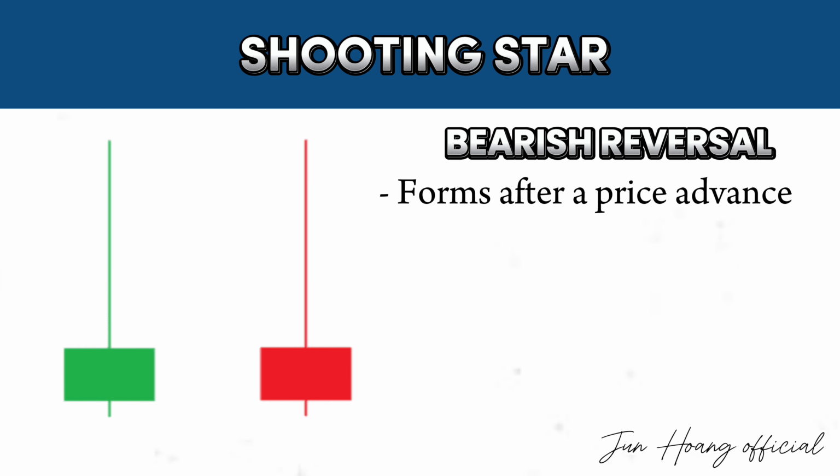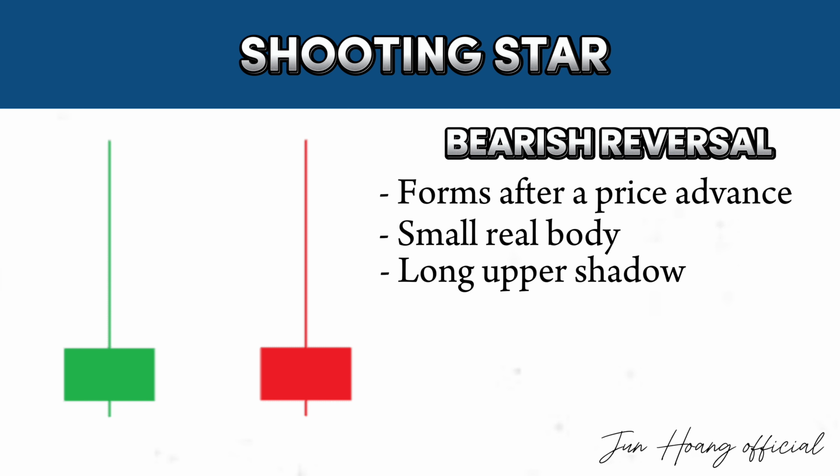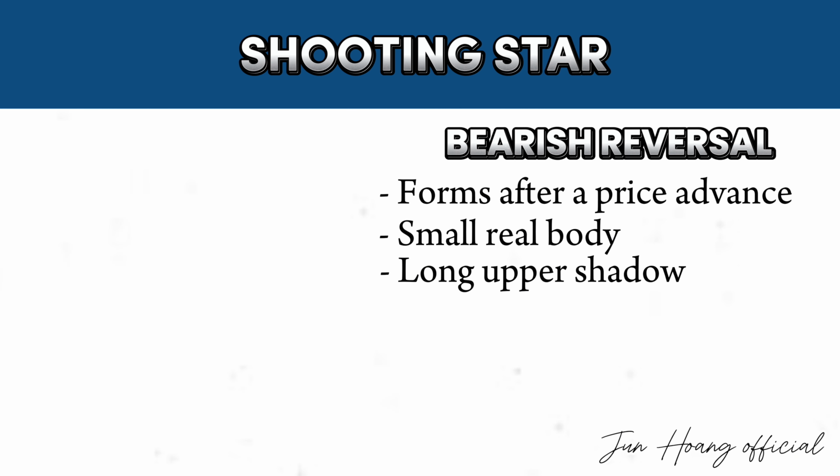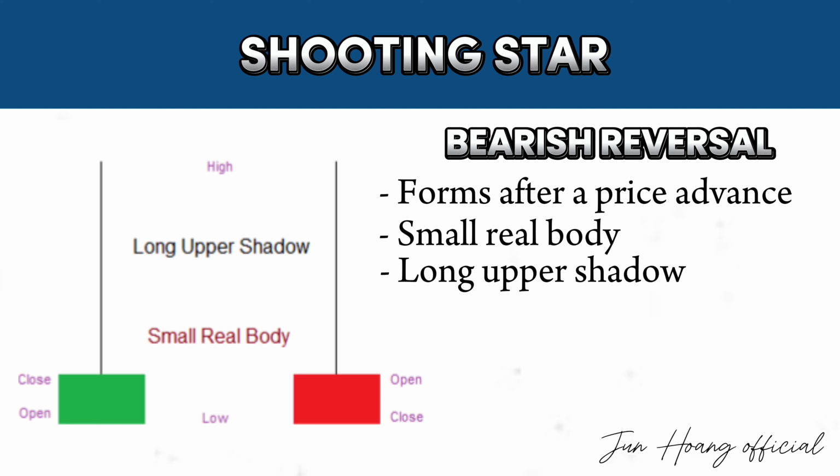1. Small real body. The candlestick should have a small real body near the bottom of the price range for the period. 2. Long upper shadow. The candlestick should have a long upper shadow, also known as an upper wick, that is at least twice the length of the real body. This upper shadow represents the intraday high achieved during the trading session.